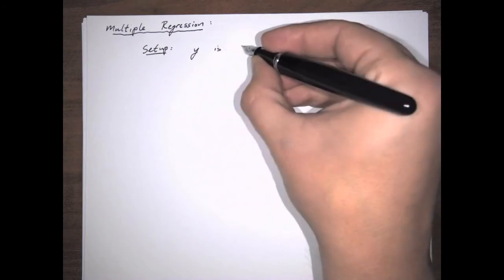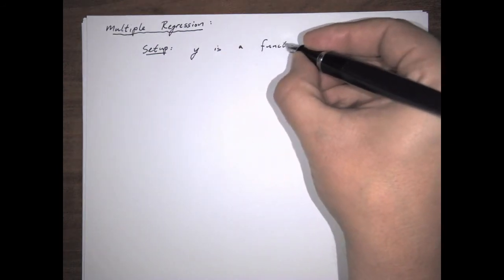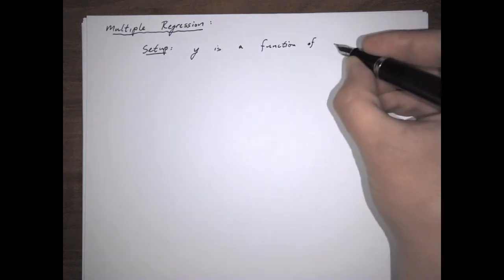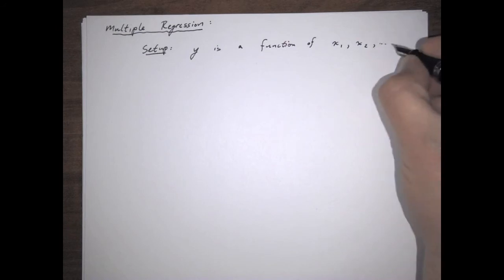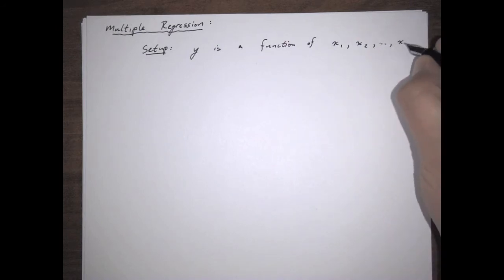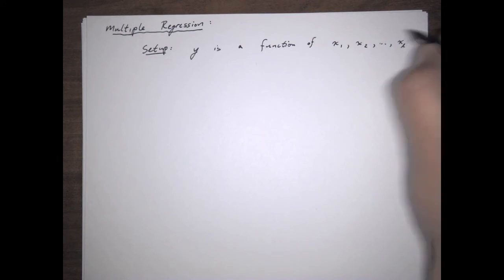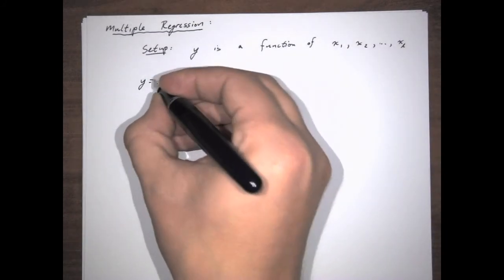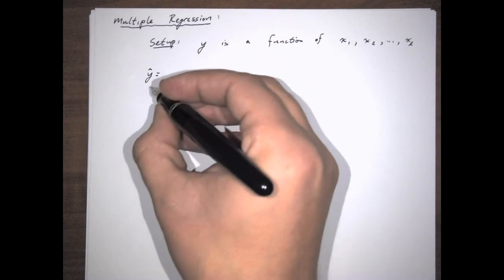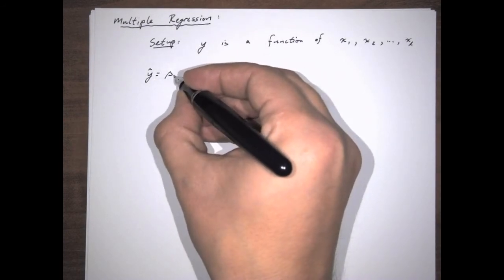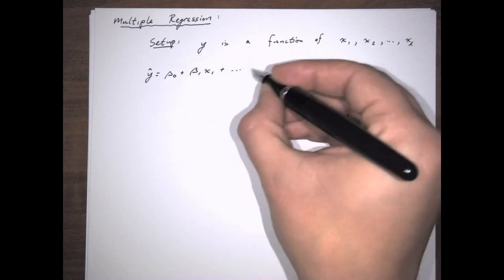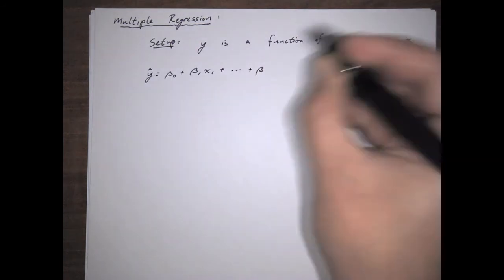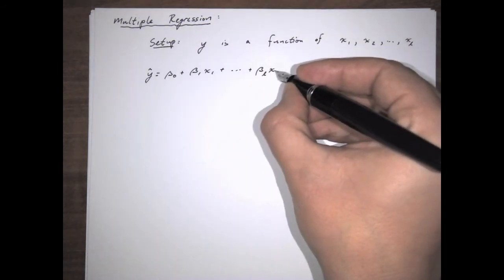y is a function of x1, x2, up to some number of x's. Let's say xL. So then y hat or y equals, let's say, beta naught plus beta 1 x1 plus dot dot dot up to beta L xL.